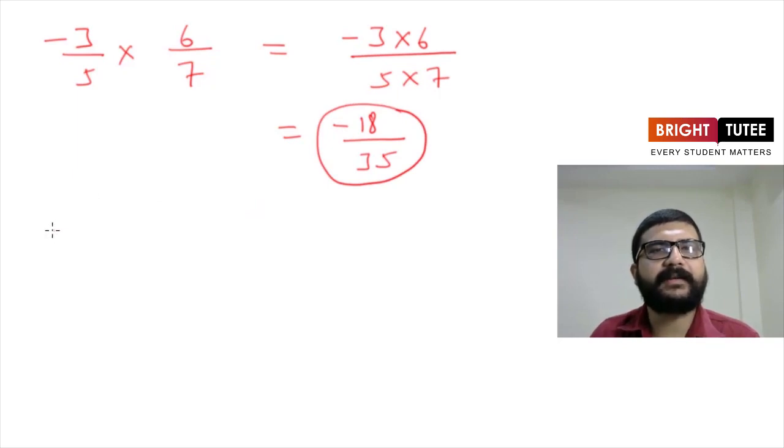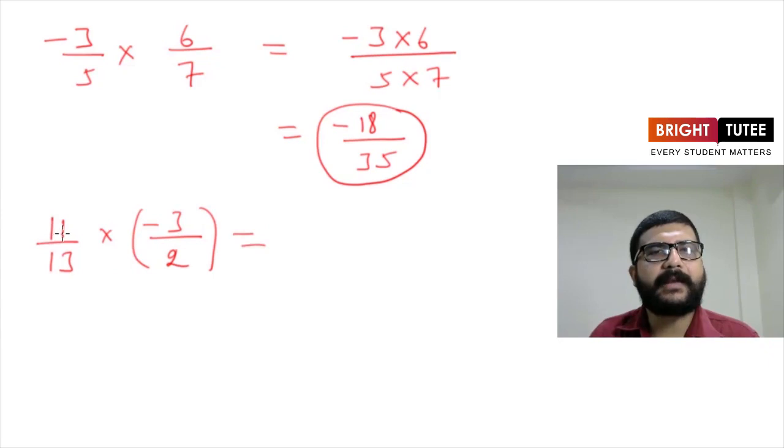Let's see one more example. Suppose we are having 11 upon 13 into minus 3 upon 2. Let's say we are multiplying these two rational numbers. So again multiply numerator into numerator. This will be the numerator of the answer. So it is 11 into minus 3, upon 13 into 2.